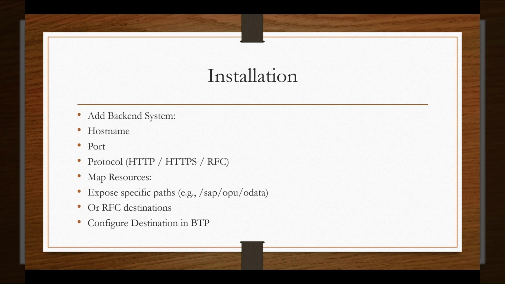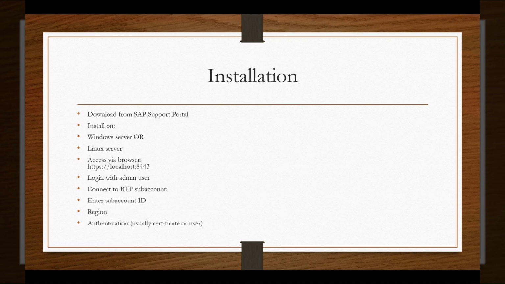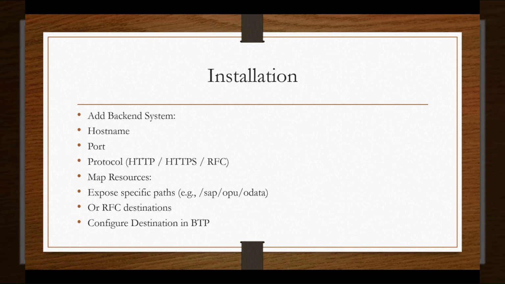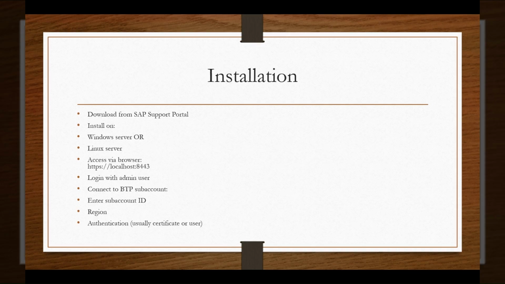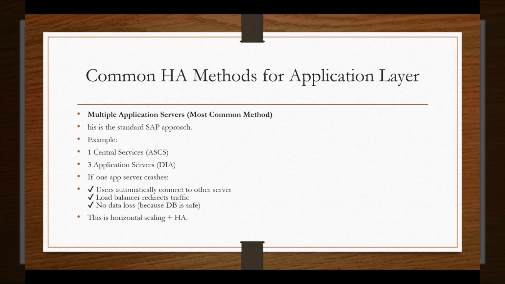SAP support portals, then we can install it on Windows or Linux. There is a certain BTP account that it needs: host name, the systems that are to be configured, RFC connection. All these things are to be configured using Cloud Connector. And we will come up with a video on this soon, like how it actually works, that we will see. Apart from this, this is a network: the user connects to BTP, BTP connects to the end system through Cloud Connector. Okay, now moving on to the next topic, that is high availability.